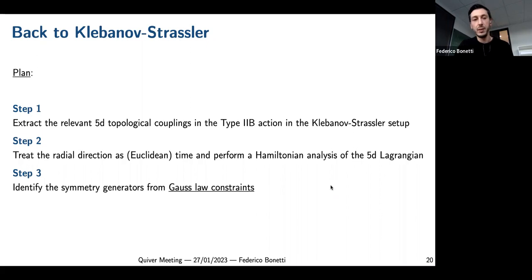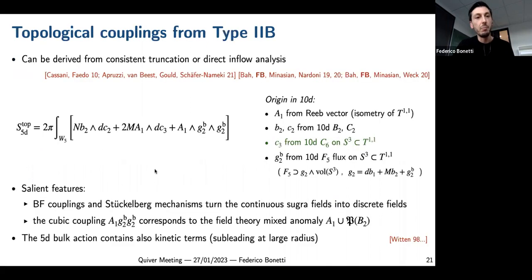So let's look at the first step. What are the topological couplings? They can be derived in various ways. There is a very nice consistent truncation that was worked out for this specific example that contains all the couplings we need, among many others. One can also compute those directly using inflow methods based, for instance, on the methods that I have developed with my collaborators. At the end, though, for the sake of time, let me just give you the final result.